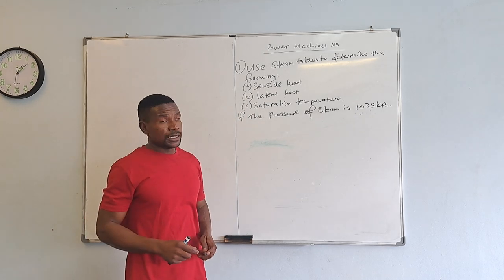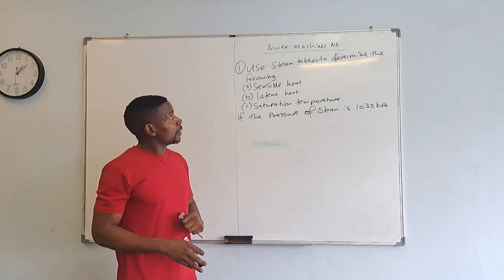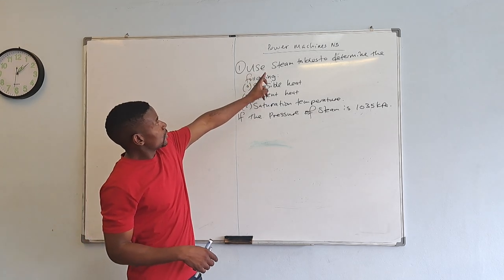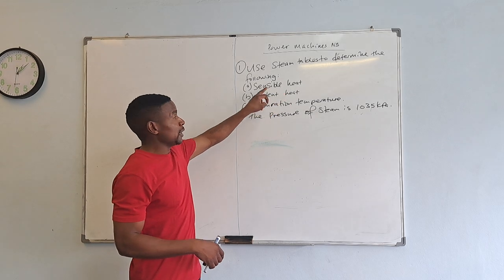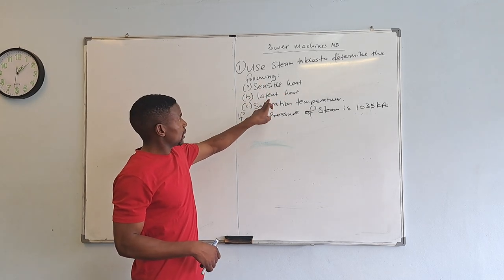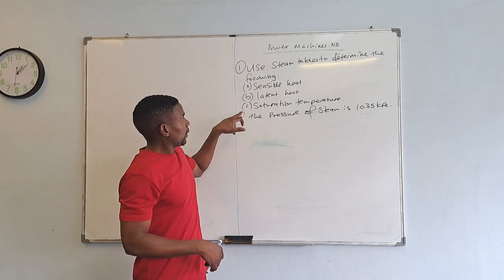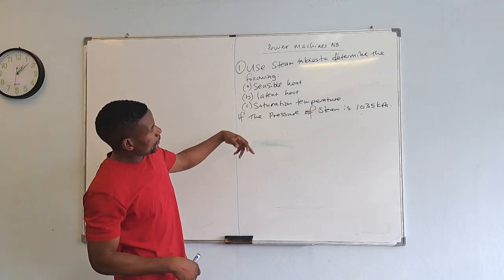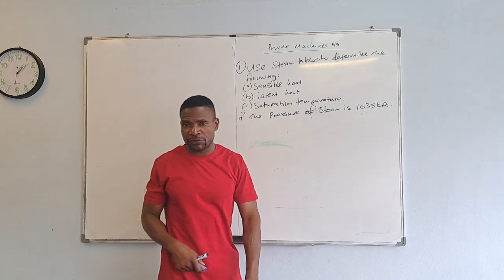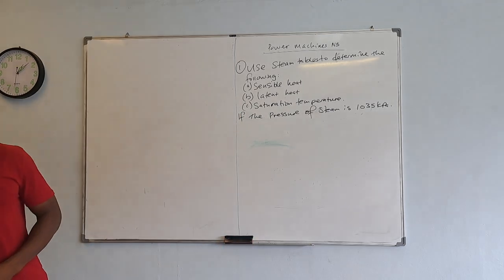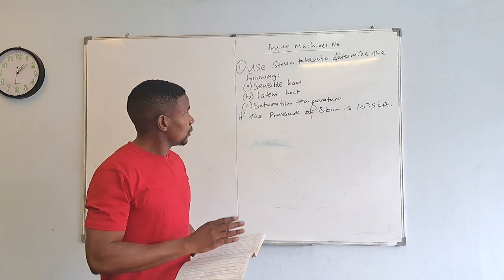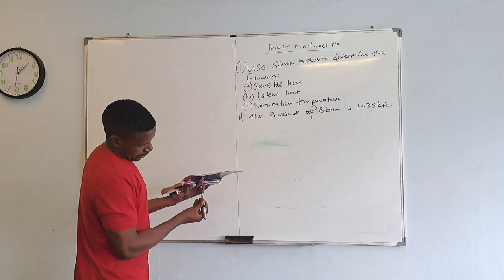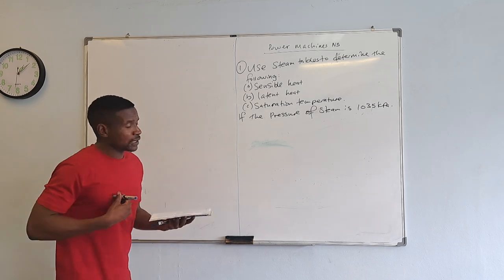So I'm also addressing the same topic of steam plant. Now, use steam tables to determine the following: sensible heat, latent heat, as well as saturation temperature. Our steam pressure is given as 1035. So we need to make use of our steam table. On the first part, they want us to look for our sensible heat.